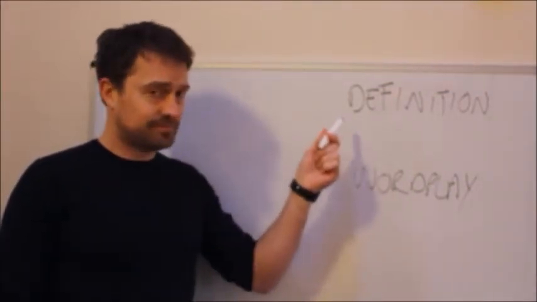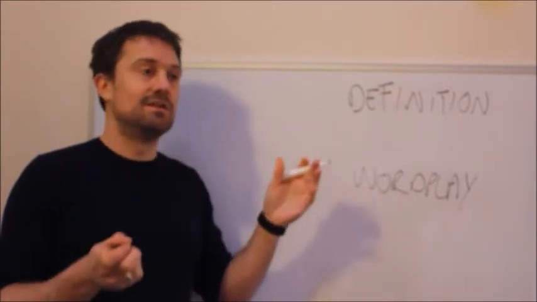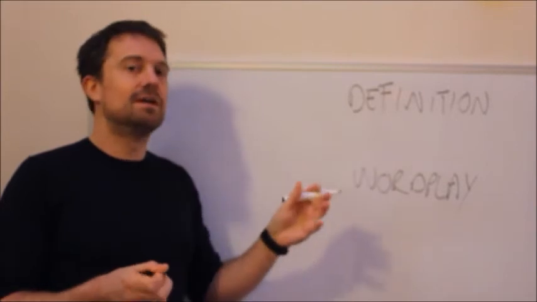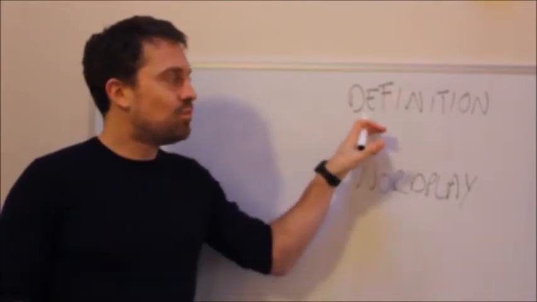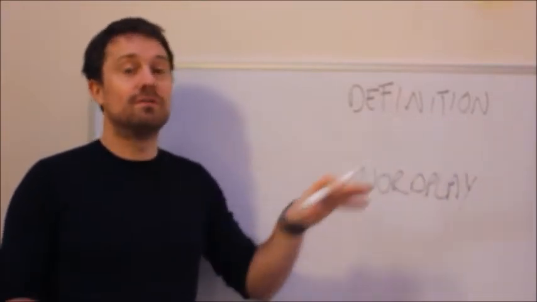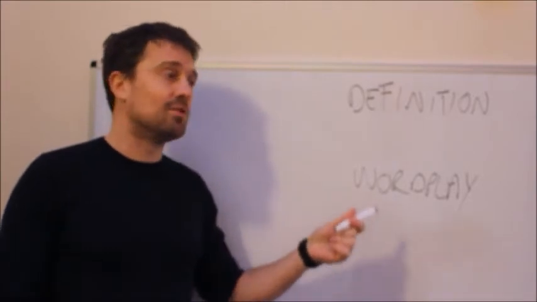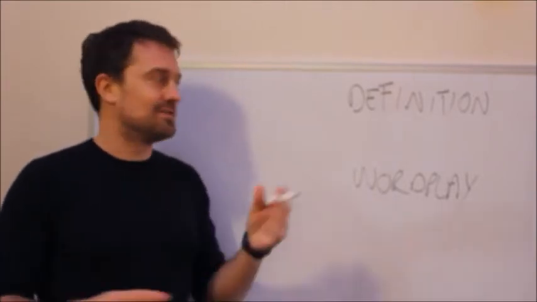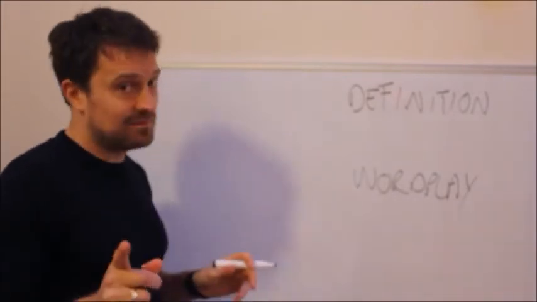Now, the definition is what the clue actually means. It's the word or synonym for the word that you're going to write into the grid. So one word or one part of the clue will actually just mean what you write in. The wordplay is everything else. It's all the stuff that tells you how to get the definition. Doesn't mean a lot right now, but quick example.